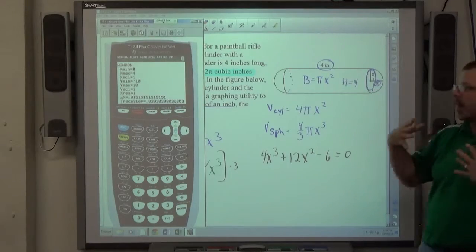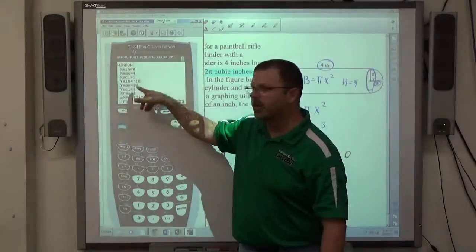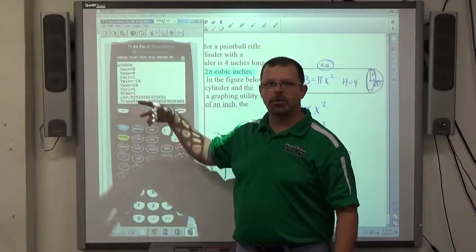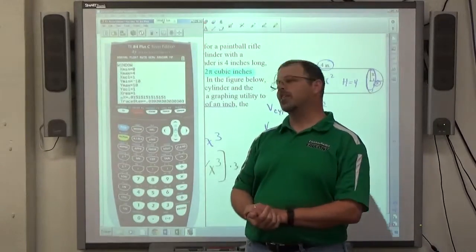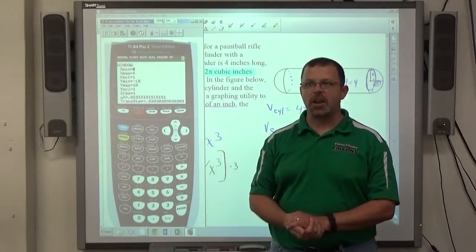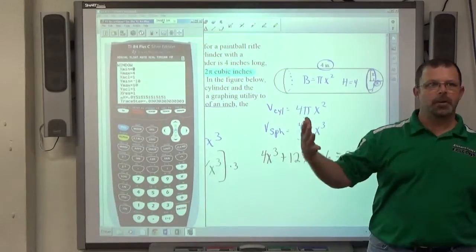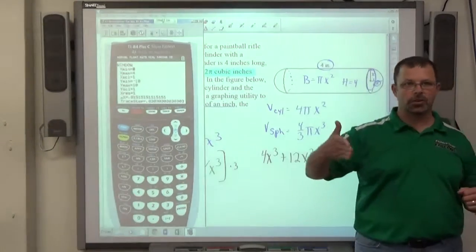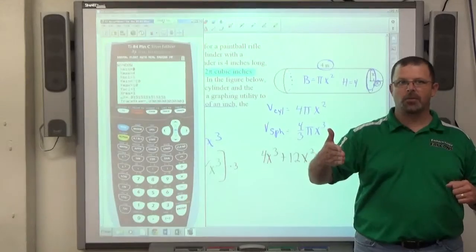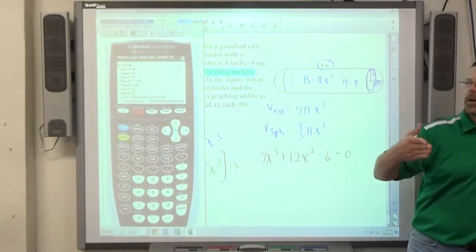So if I was setting up a window, and I did this 5th period already, so my window's already set. The reason I picked 0 to 4 is because the way it looks, it looks like it's between 0 and 4. If I don't see the graph happening there, I can always make it bigger. But x has to be bigger than 0 because it's a radius. Can't be negative 1, right? So 0 onto something bigger.